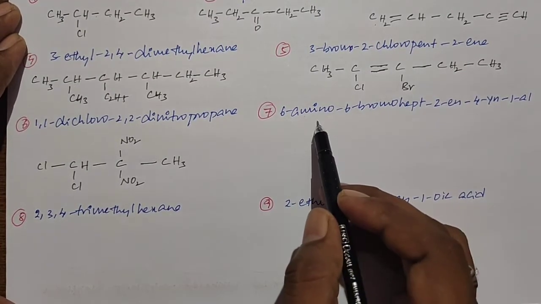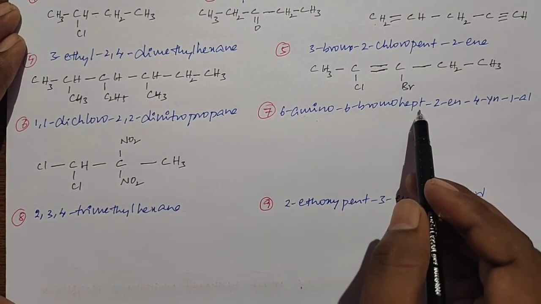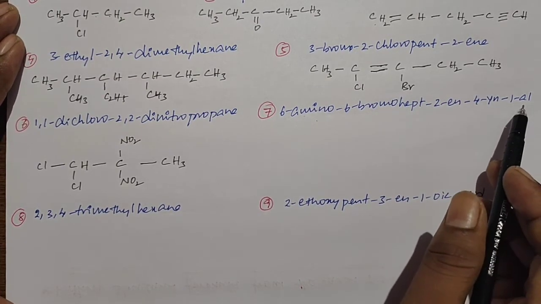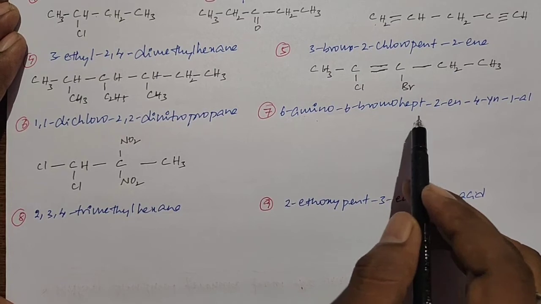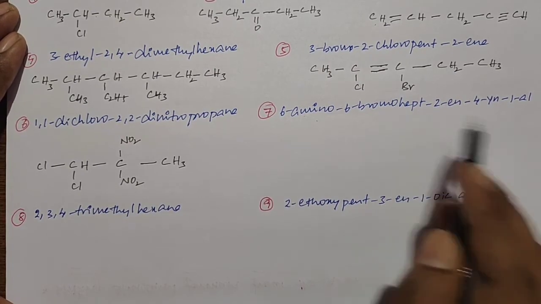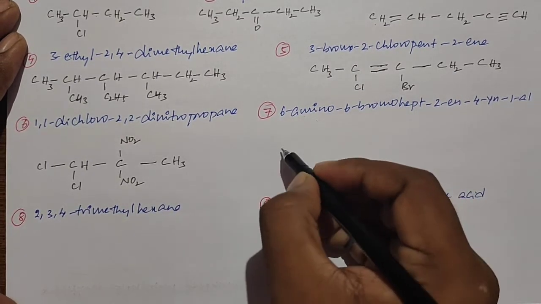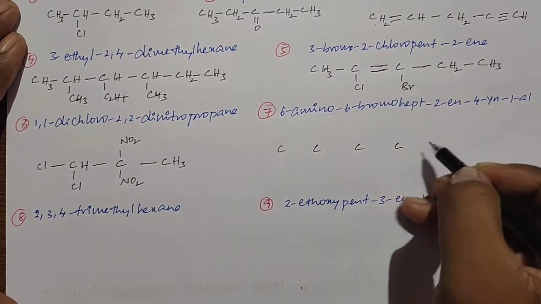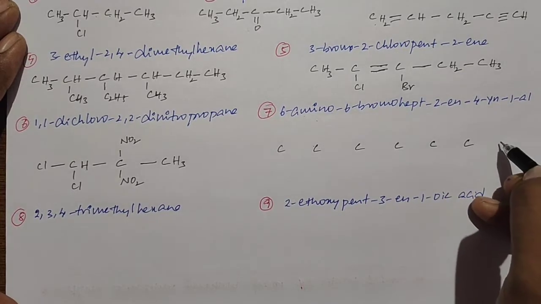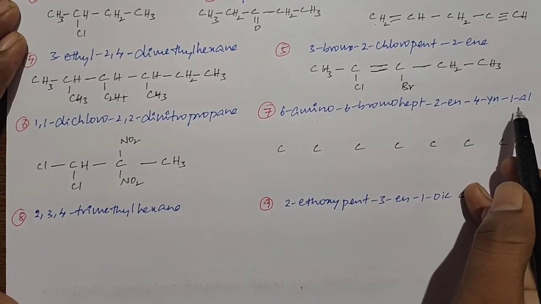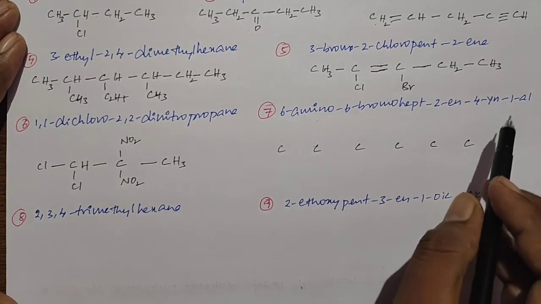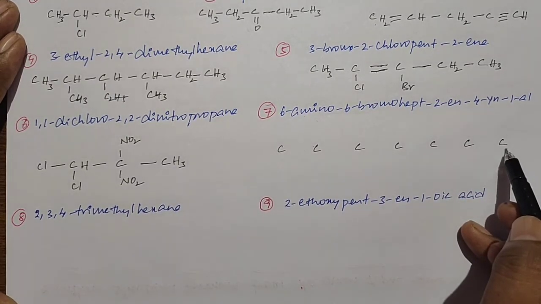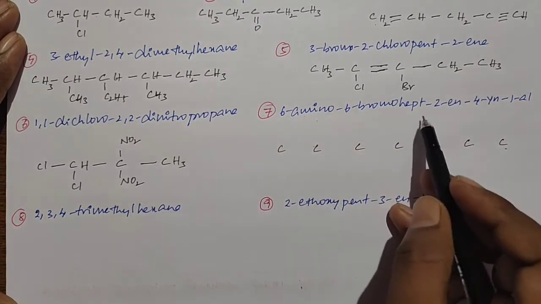This is a big one. 6-amino-6-bromo-hept-2-ene-4-yne-1-al. Okay. Here the root word is hept, so I need to take 7 carbon atoms. How many? 7 carbon atoms: 1, 2, 3, 4, 5, 6, 7. Here the secondary suffix is present. So in the presence of a secondary suffix, you take the first carbon from this side onwards. Okay. So the root word is satisfied.